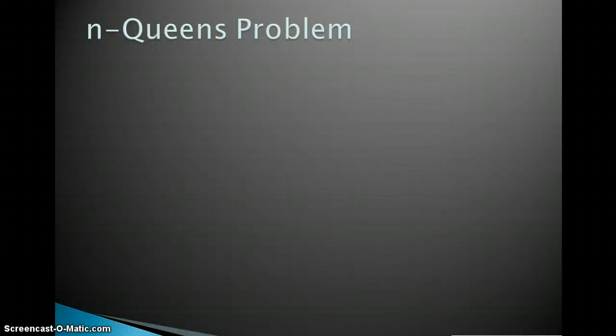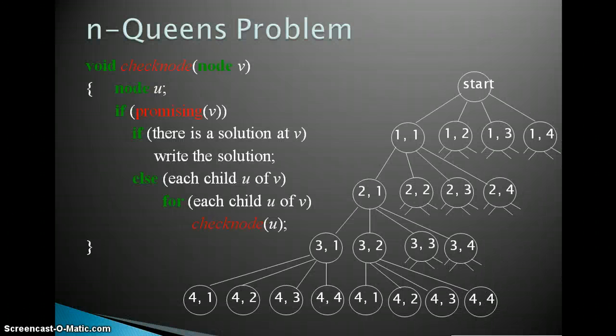What is the success? And this is a state space tree. The pseudo code: suppose we first check a particular node. If the node is promising and there is a solution at it, write the solution, else we go to the children, and for each child we check the nodes.